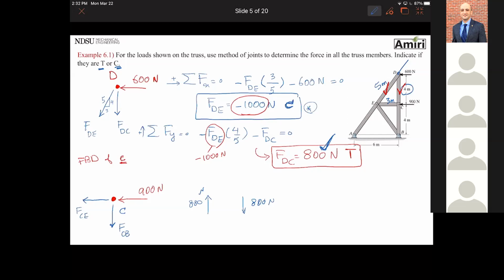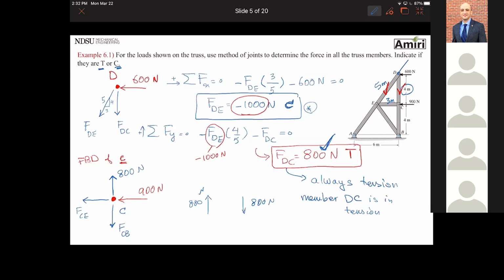So FDC is tension. Once a force is a tension, it's always tension. Meaning member DC is in tension. Okay, that's what the meaning of it is. So force DC is tension, and if I want to draw it in tension, it should go away from point C. So I have to draw it this way and not pointing down.